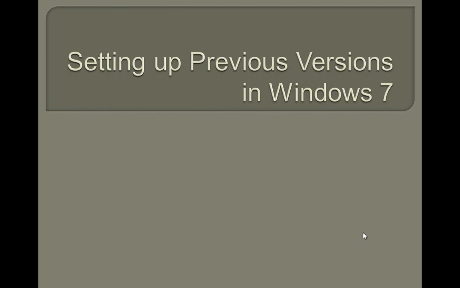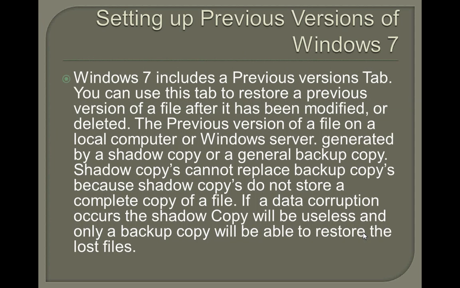Well, with Windows 7, this was made a lot easier. Windows 7 includes a previous versions tab. You can use this tab to restore a previous version of a file after it has been modified or deleted. The previous version of a file on a local computer or Windows server is generated by a shadow copy or a general backup copy. Shadow copies cannot replace backup copies because shadow copies do not store a complete copy of a file. If a data corruption occurs, the shadow copy will be useless and only a backup copy will be available to restore the lost file.